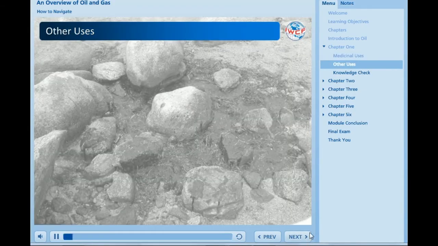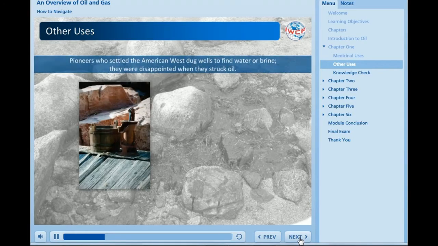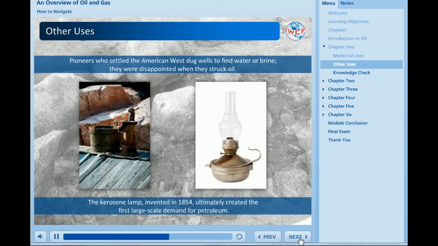Until the late 19th century, an oil find was often met with disinterest or dismay. Pioneers who settled the American West dug wells to find water or brine. They were disappointed when they struck oil. Several historical factors changed that. The kerosene lamp, invented in 1854, ultimately created the first large-scale demand for petroleum. Kerosene was first made from coal, but by the late 1880s, most was derived from crude oil.